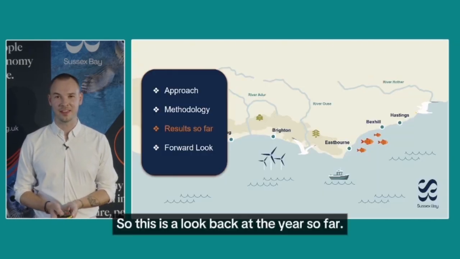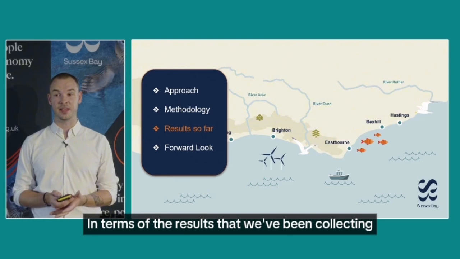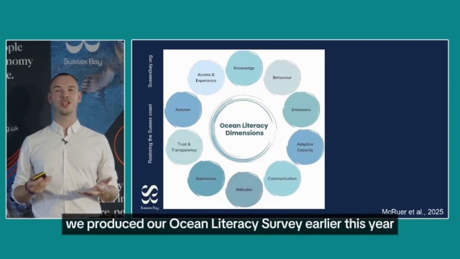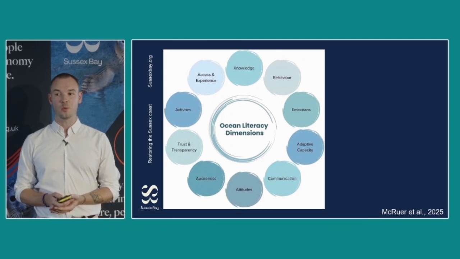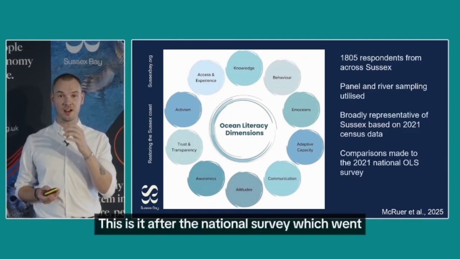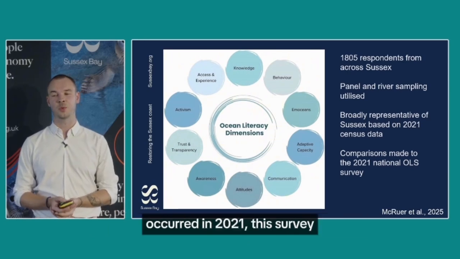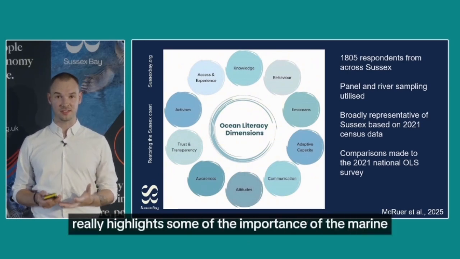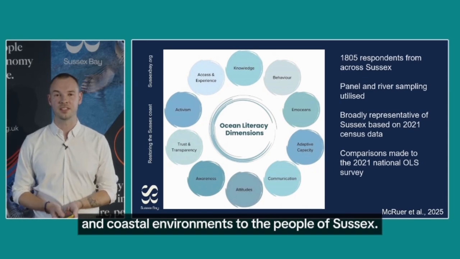So this is a look back at the year so far in terms of the results that we've been collecting. As Dean teased, we produced our Ocean Literacy Survey earlier this year with 1,805 respondents from across Sussex. This is it after the national survey which occurred in 2021. This survey really highlights some of the importance of the marine and coastal environments to the people of Sussex.